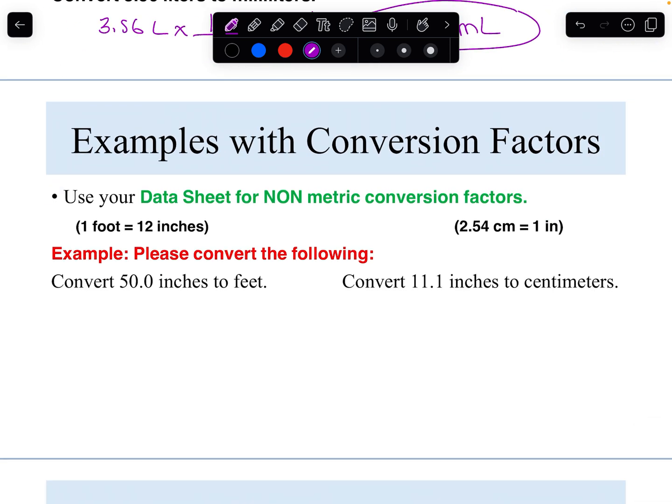Now, conversion factors are factors that you do not have to memorize. The only ones you have to memorize are the ones that are metric. So I will give you, or your data sheet, which is located in the back of your recitation packet, has some given to you. So make sure you reference there. I did give you 2 right here to help us.